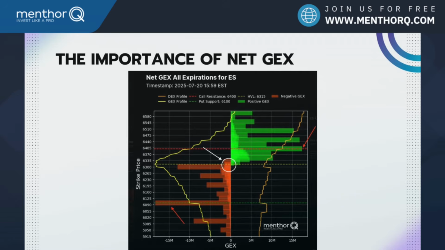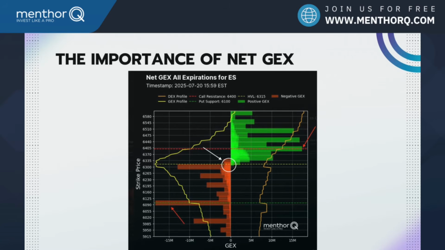For example, let's say that we are in a negative net GEX. Let's say that we have a really strong negative net GEX. That becomes a hot zone. That becomes an area where price could reach, and then we could reverse on that area, but we could also break through. If we break through that area, we're going to see very, very strong volatility.